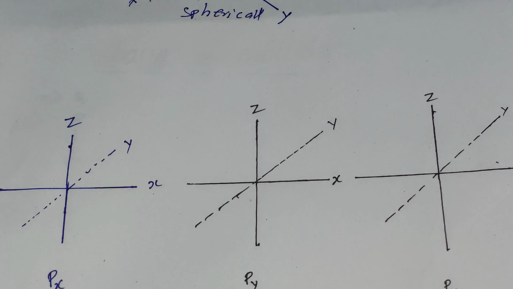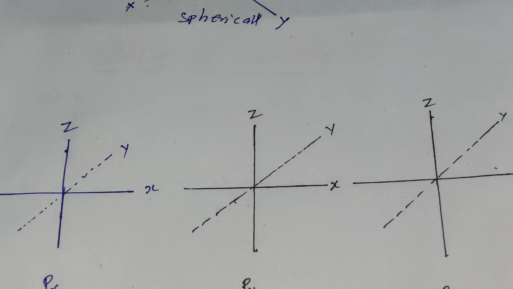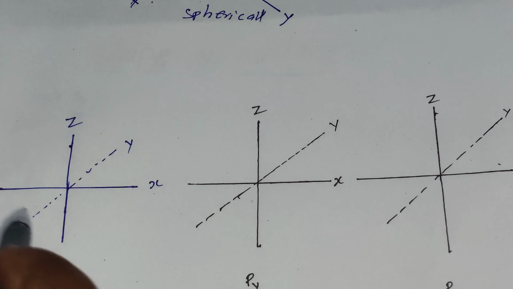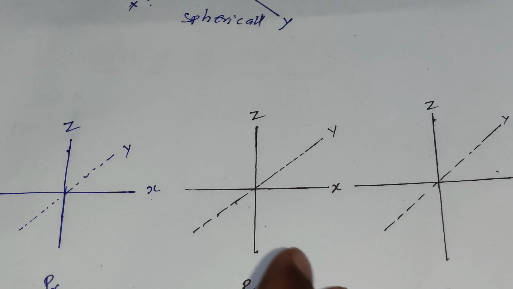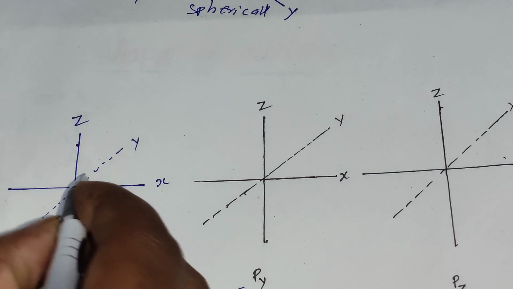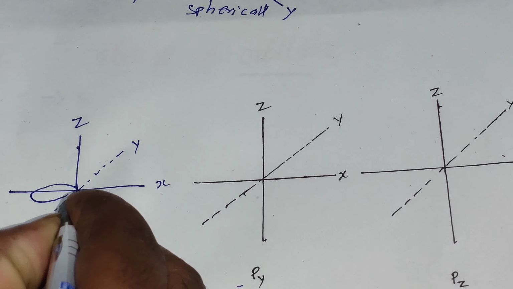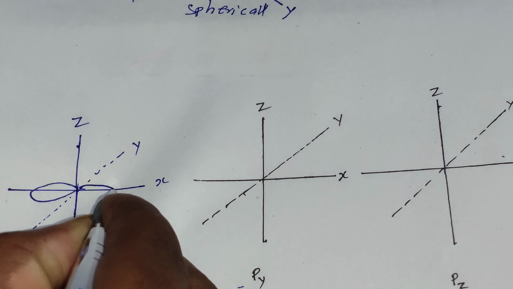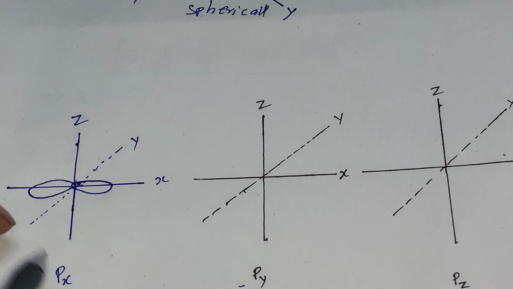Now I will try to draw the diagrams of the px, py and pz orbitals. Whenever I am drawing the px orbital, the orbital lies on the axis. So for the px orbital, you can draw the dumbbell shape on the x-axis. So this is about the shape of the px orbital.